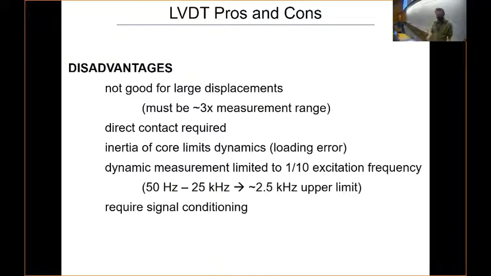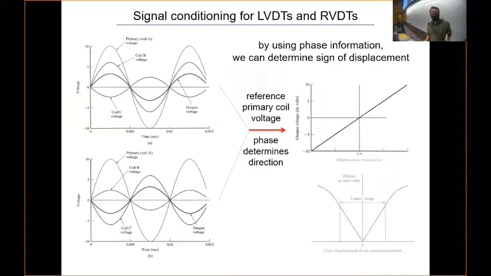And it requires signal conditioning. That's to get the directional information. So a little bit more about that signal conditioning. By using phase information, we can determine the sign of the displacement.